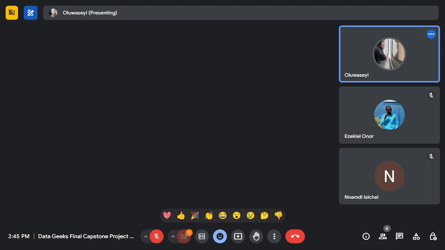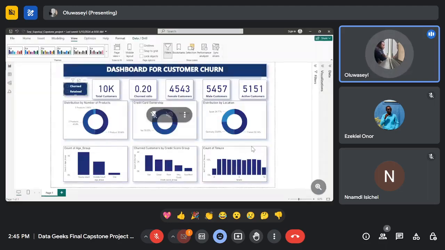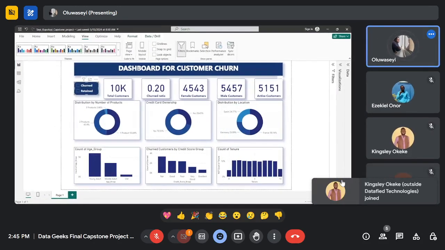Now, looking at the division by gender, you can see that we have about 4,500 females and about 5,400 male customers. In my opinion, the difference is not so much, so I'm not going to dwell on that. Now, of the 10,000 total customers, 5,151 are active. That's a little bit above average, which means we have almost 50% customers that are not active. That's another area to look into. Why are these people not active?